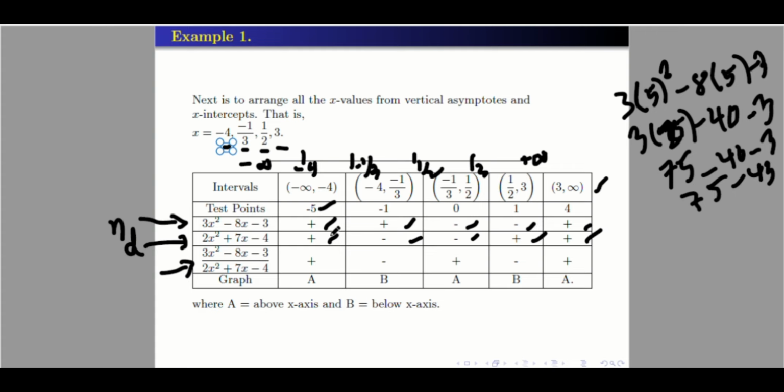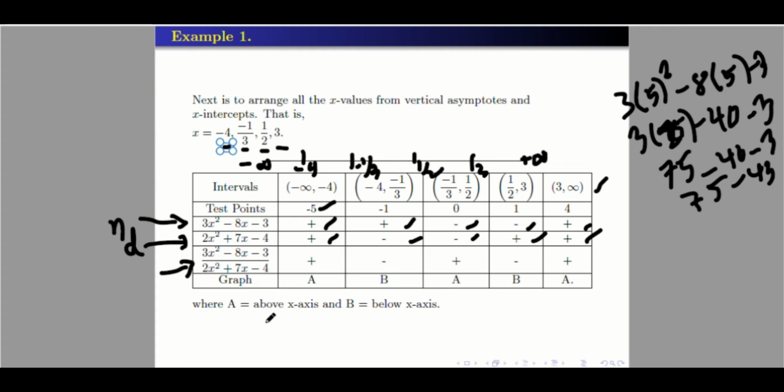After this, we will do the division. So positive divided by positive is positive. Positive divided by negative is negative. Negative divided by negative is positive. Negative divided by positive is negative. Positive divided by positive is positive.